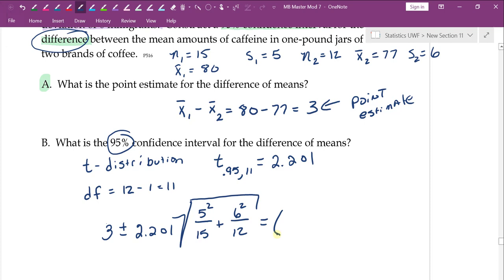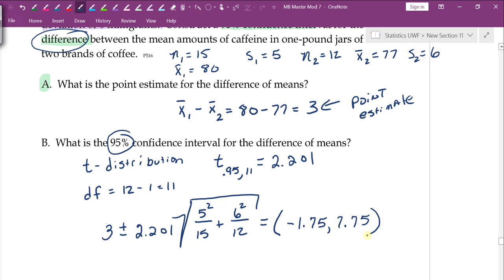So our lower bound is going to be 3 minus 2.201 times the square root, parentheses, 5 squared I know is 25, divided by 15, plus 6 squared is going to be 36, divided by 12. And so my lower bound is a negative 1.75. We're just going to go to 2 decimal places on this one. And then the upper bound is going to be the exact same formula, except for we're going to be adding our margin of error. And that's going to be equal to 7.75.